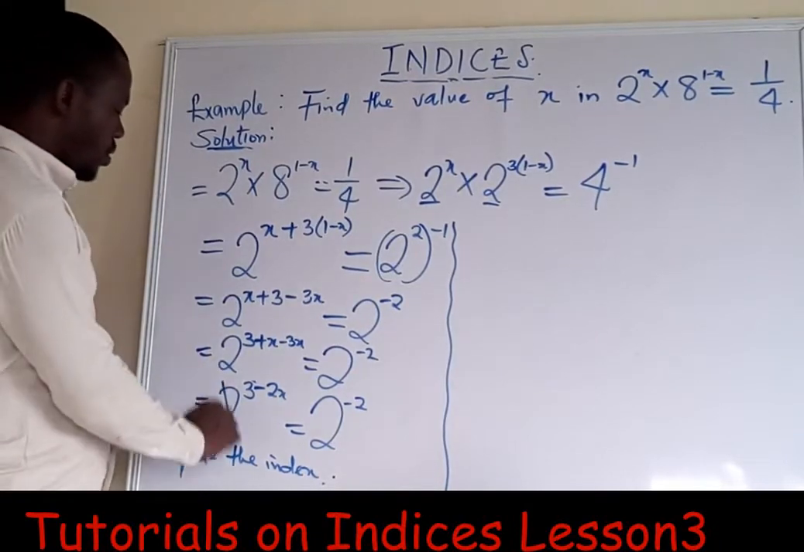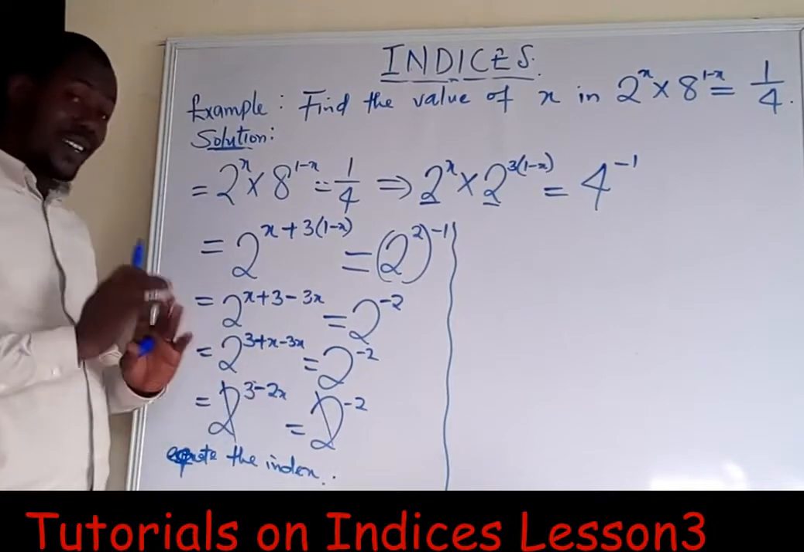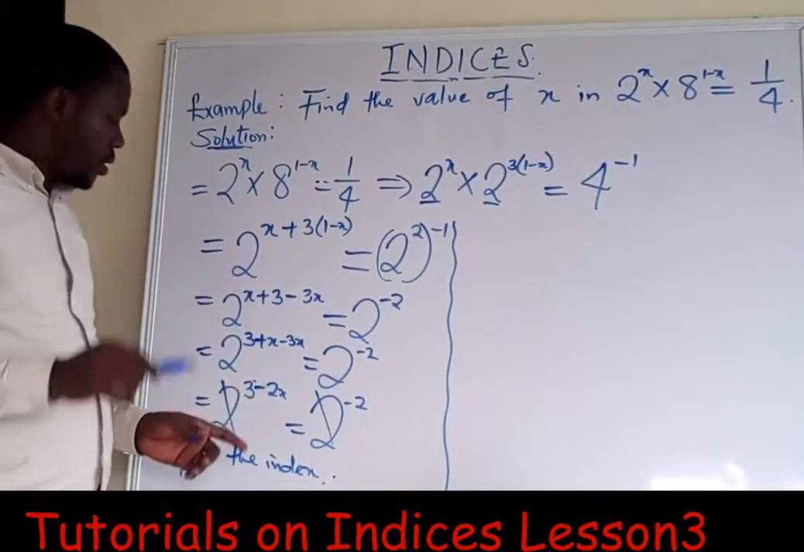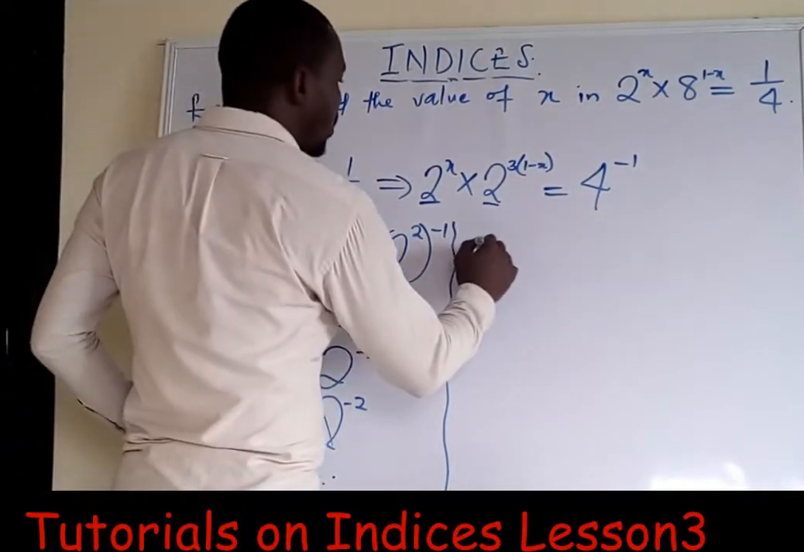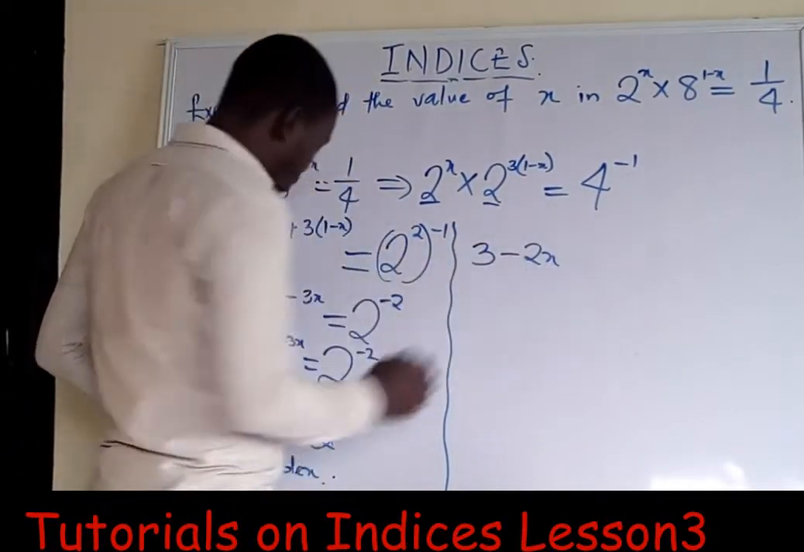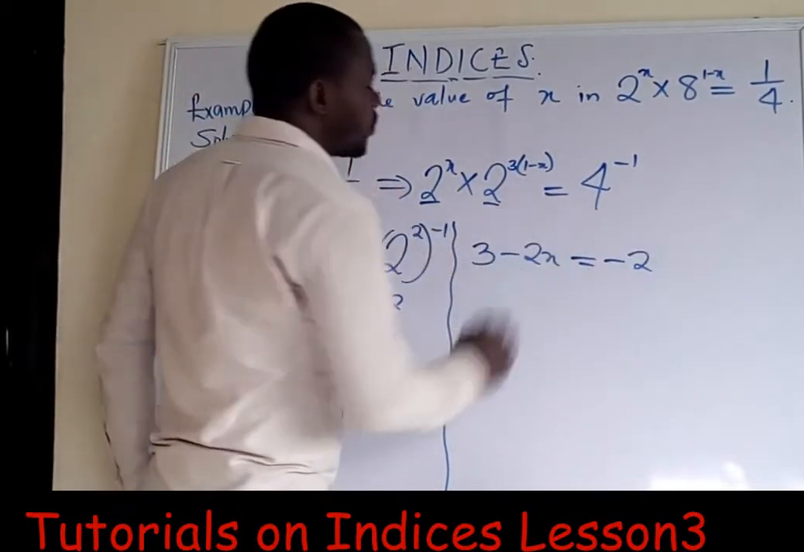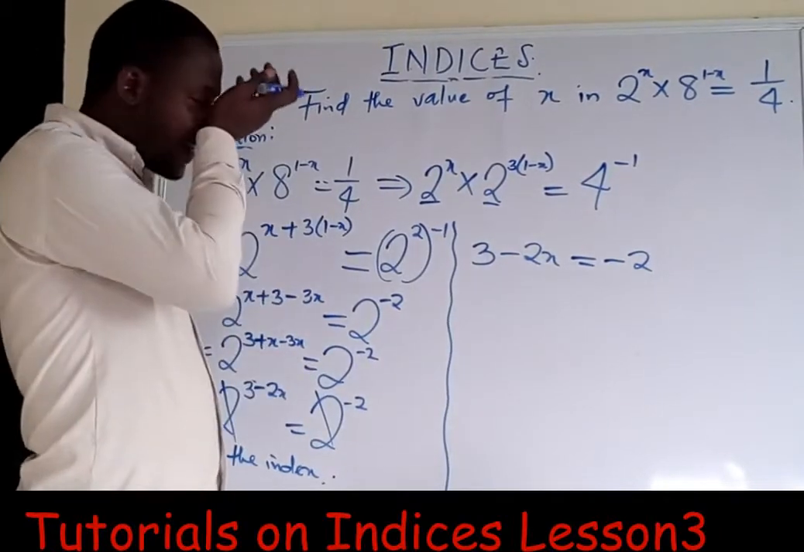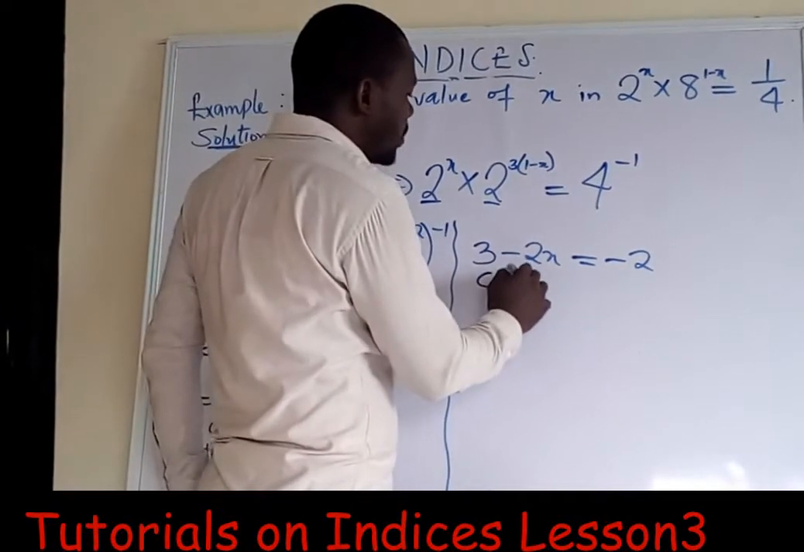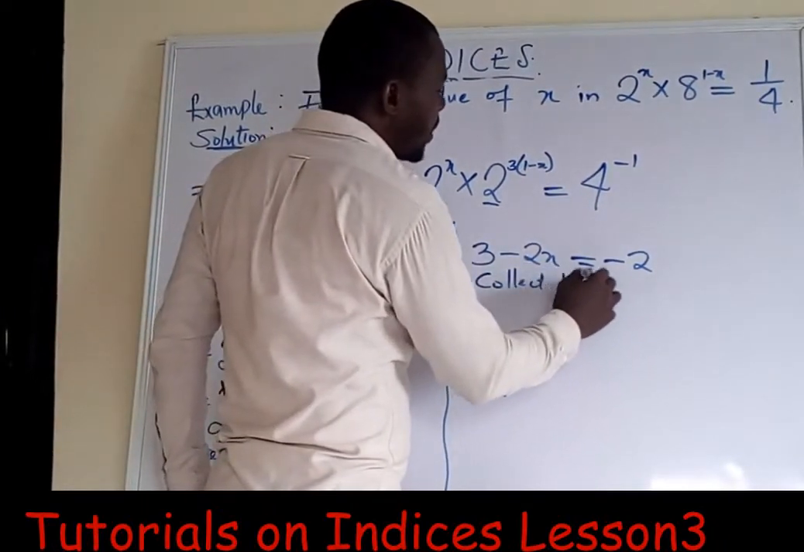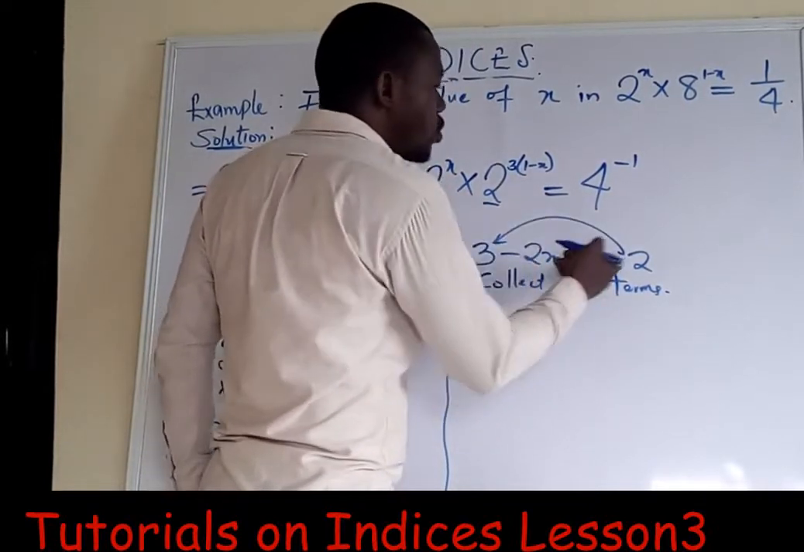Since they are equal, you can only equate the index when the two base numbers are the same. So if they are not the same, don't make the mistake of equating the index. And what we have here now is 3 minus 2x, which will be equal to minus 2. So now, I want to collect like terms.